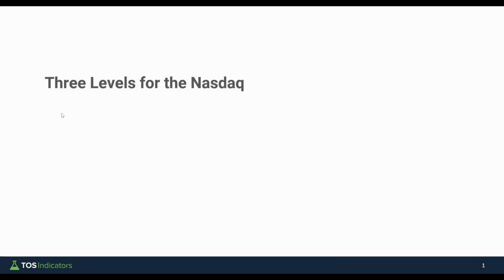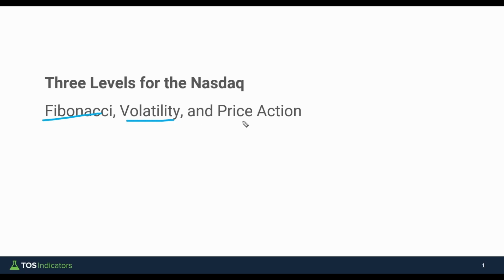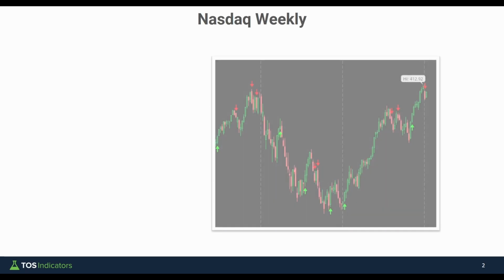In today's video, I'll share the 3 levels that I'm looking at inside of the Nasdaq market. These levels are derived using Fibonacci, volatility, and some simple price action analysis. I'll take you through all 3 of these components in today's video and share the 3 levels at the end of the video for those that would like to follow along.